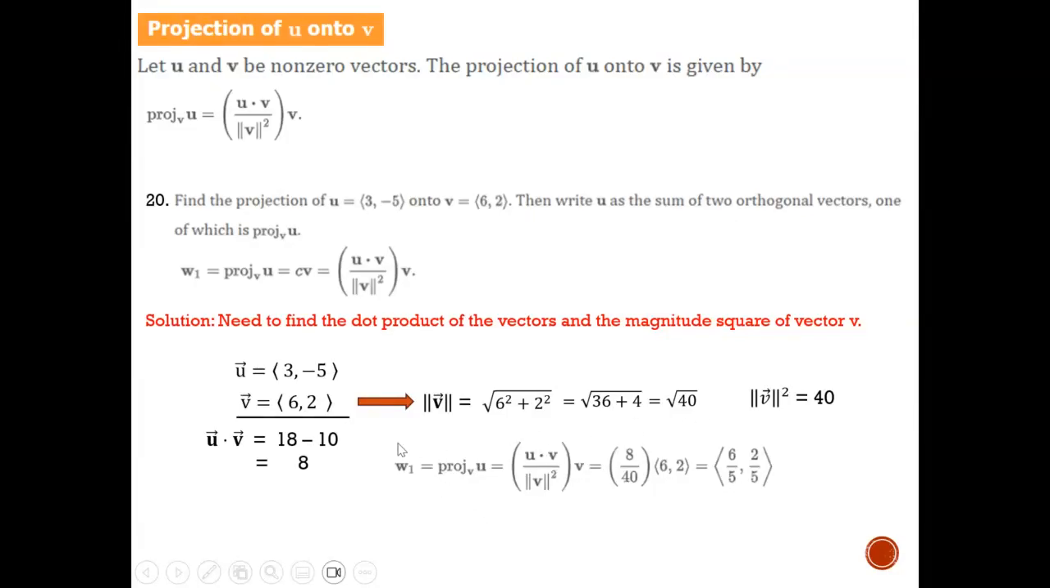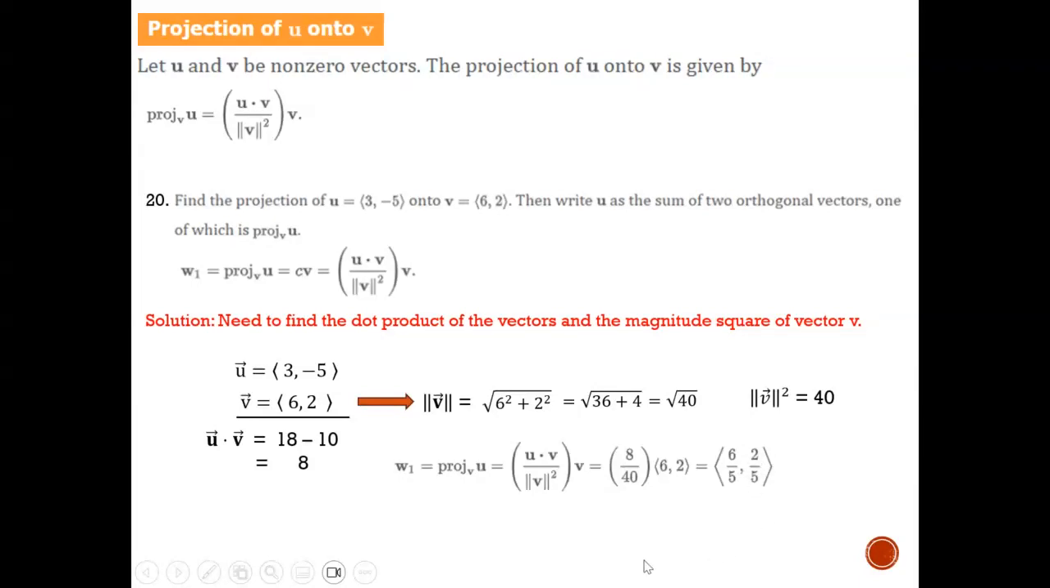So we got 8, because the dot product of u and v is 8, and the magnitude squared of v is 40. This reduces to 1/5. 1/5 times 6 will give us 6/5, and 1/5 times 2 will give us 2/5. So this is your solution.